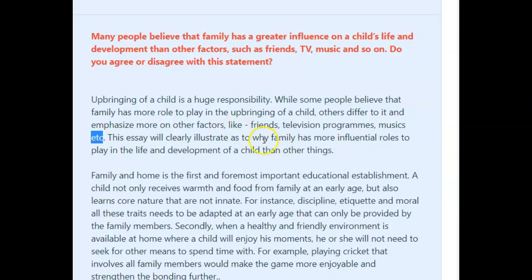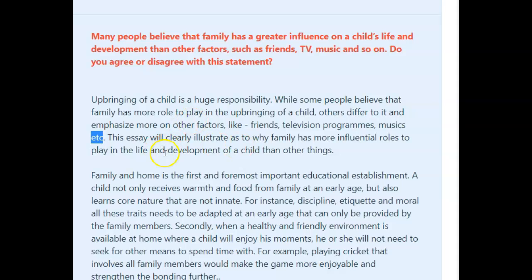So what you could have said is that family has a more influential, or how about this? Family has more influence than other things in the life and development of a child. Okay? So that kind of clarifies things a little bit, I think.